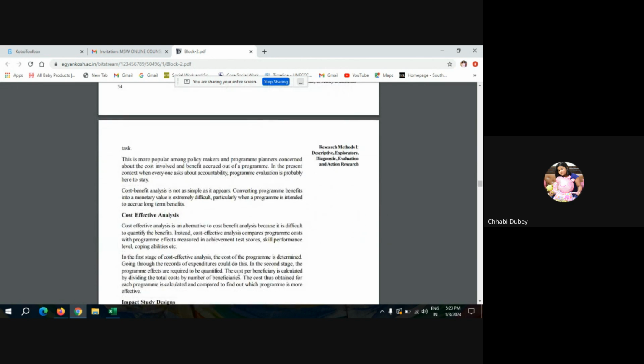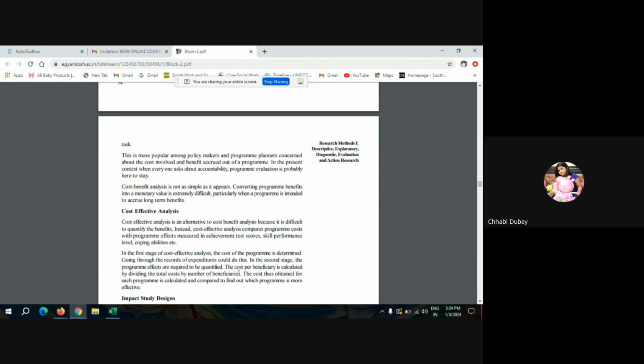But nevertheless, cost benefit analysis is very popular among policymakers and the program planners. Why? Because they are involved in both. They are also involved in the cost which is involved and the benefit that they accrue out of the program. So, for policymakers and program planners, cost benefit analysis is a very important method.